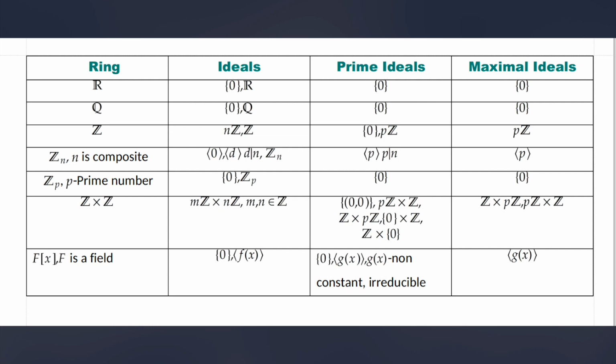In the ring F[x], where F is a field, the ideals are the ideal generated by 0 and the ideal generated by f(x). The prime ideals are the ideal generated by 0 and the ideal generated by g(x), where g(x) is a non-constant irreducible. The maximal ideal is only the ideal generated by g(x).